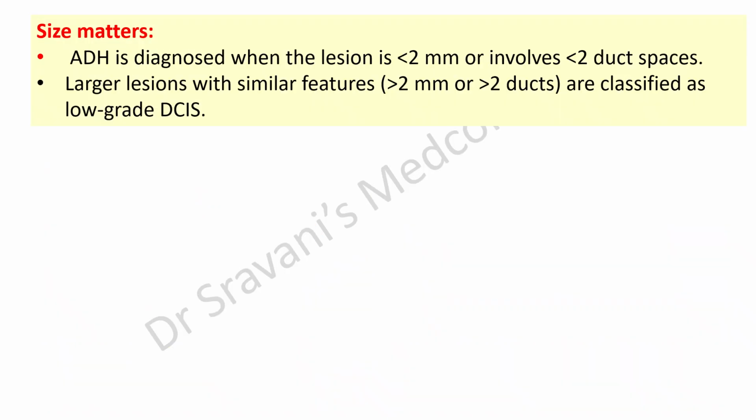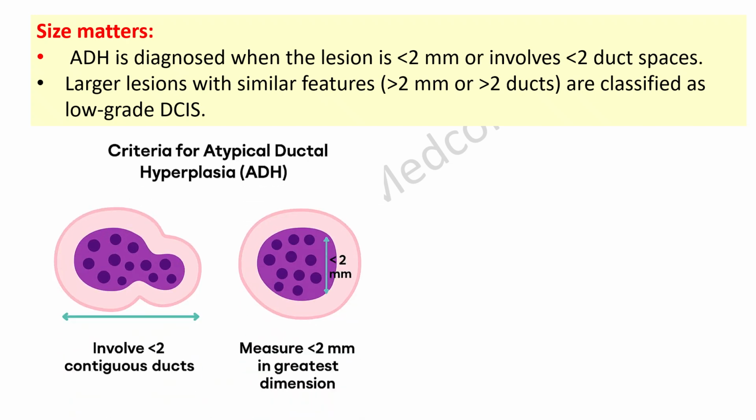The difference between ADH and DCIS is only the size. The size matters. ADH is diagnosed when the lesion is less than 2 mm or involves less than 2 contiguous duct spaces. Larger lesions with similar features involving greater than 2 mm or greater than 2 duct spaces are classified as low-grade DCIS. So, involving less than 2 contiguous ducts or measuring less than 2 mm in greatest dimension, we'll call it atypical ductal hyperplasia.